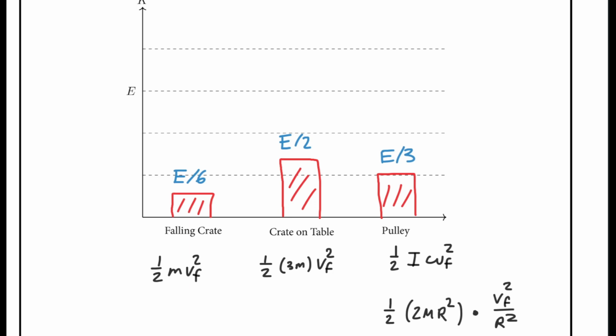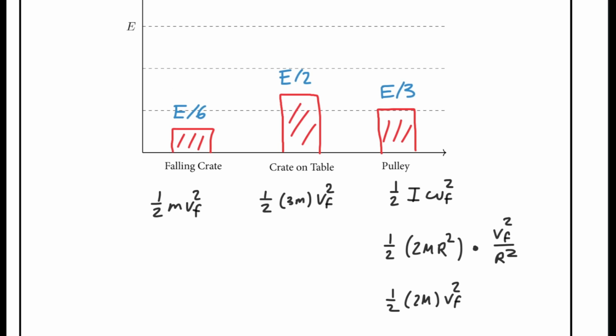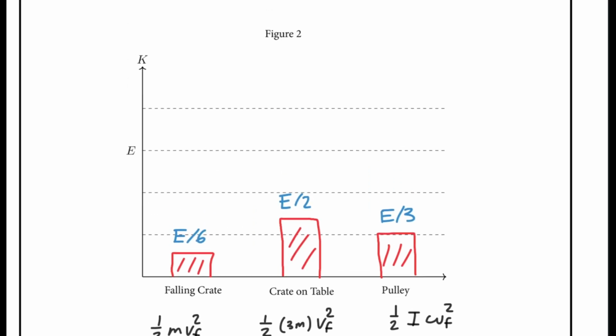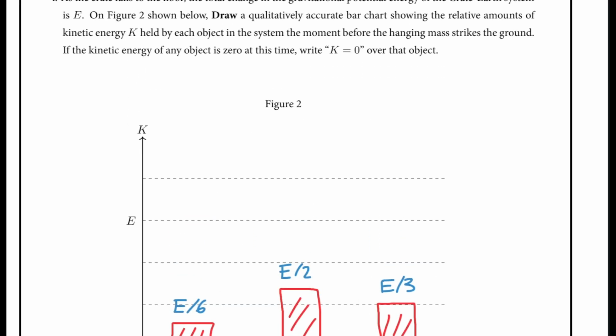So here's how we'd actually score it, because we didn't have to go this in depth, because it's just a qualitative part. So first, I would give you a point for the correct ranking of energies. So if you said that K of the falling crate was less than K of the pulley, which was less than K of the table crate. And you could figure this out by using the moment of inertia coefficient as a sort of effective mass. Because they're all moving with the same speed, you can just rank their kinetic energies by ranking the mass.